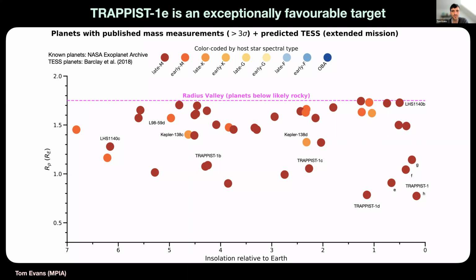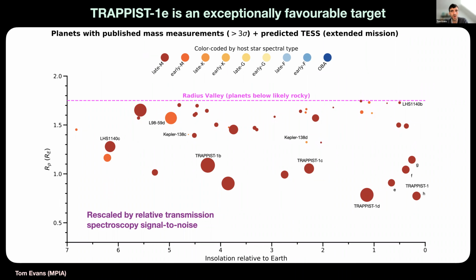And if we take into account the properties of each system that is plotted here, and rescale the marker sizes according to how good those planets are for transmission spectroscopy, then this is what we see. The TRAPPIST-1 planets really stand out as some of the larger circles on this plot, meaning that they're among the most favorable, which I'm sure many of us already know. And this includes them being the most favorable even among those planets that TESS is predicted to find.